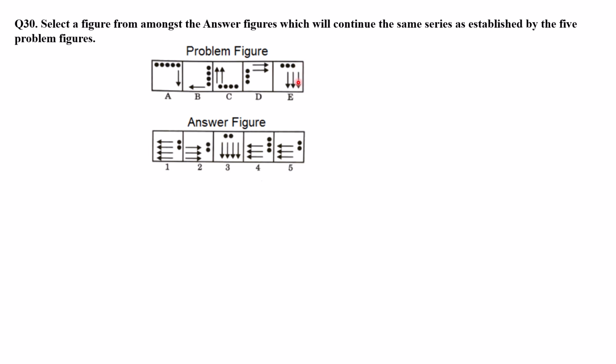So now which figure has the circle here? So except the third figure, all are in the correct position. Let's see the arrow mark. One is downward, then left, then upward, then right, then again downward. Now it should come towards the left. So now left is present in the first, fourth and fifth.